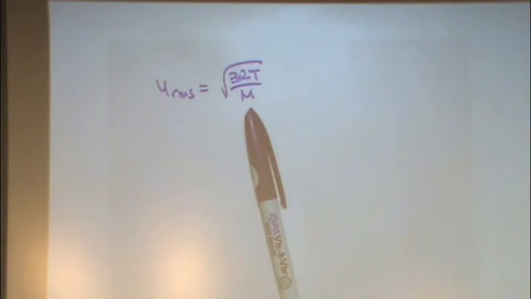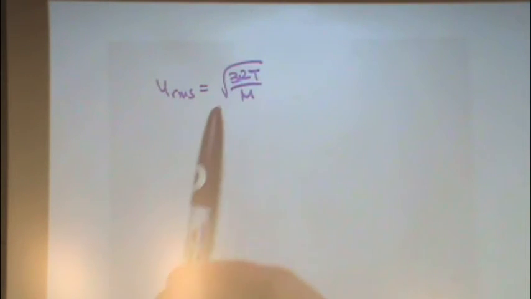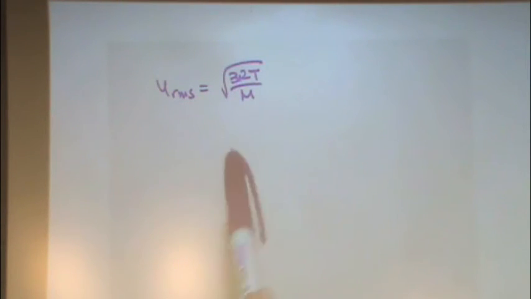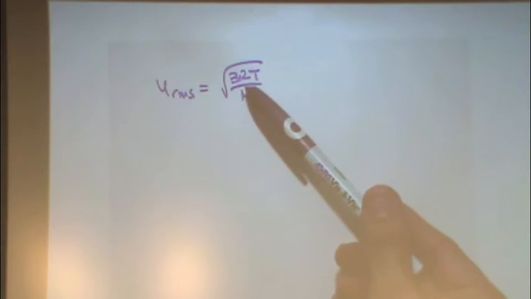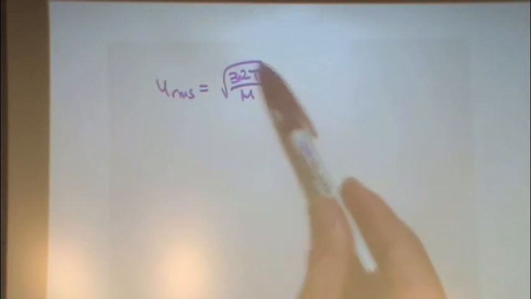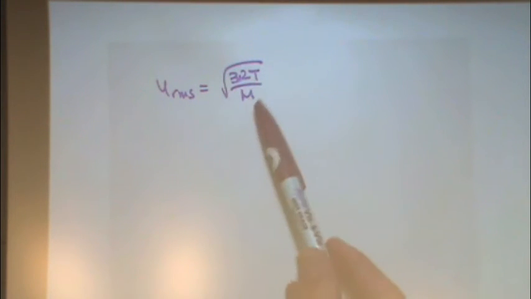M is kilograms per mole. It's not the molarity. It's the molar mass. R, which R do you use? The 8 or the 0.08? The 8. 8.3145 joules per mole Kelvin. 3 is just a number. If you put all those units in, what units will you get out?